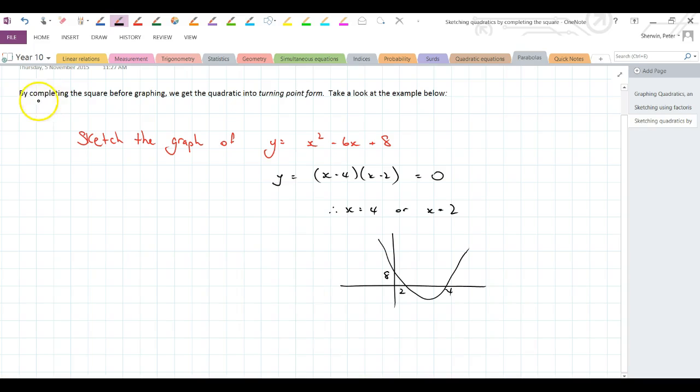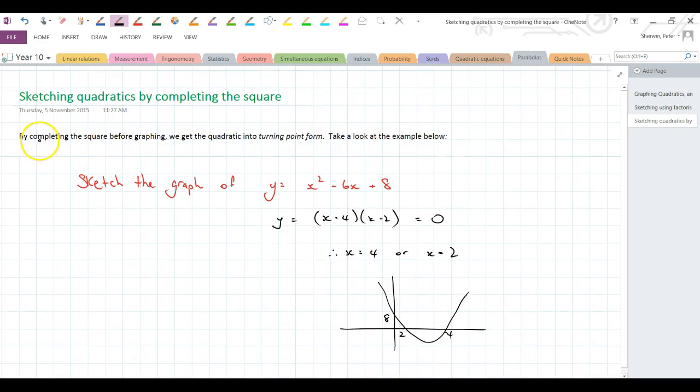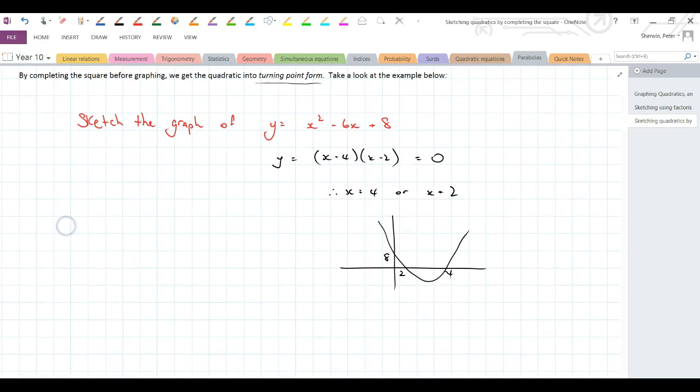But what we're going to do is complete the square before graphing, and as it says here in this little opening sentence, by completing the square before graphing, we get the quadratic into turning point form. So we're going to do this same question, but using completing the square. We're going to get the same result, but we're going to get it firstly into turning point form, and I'll show you there what we mean.